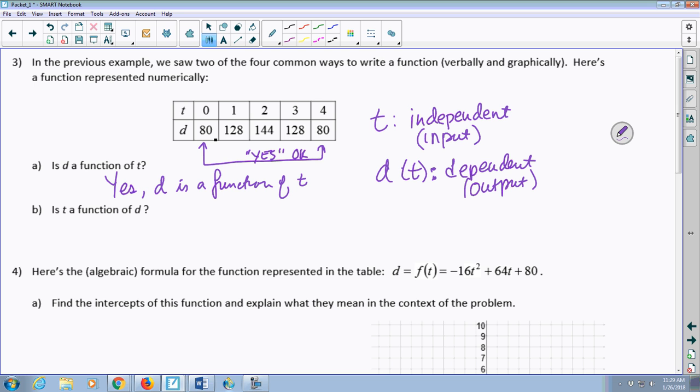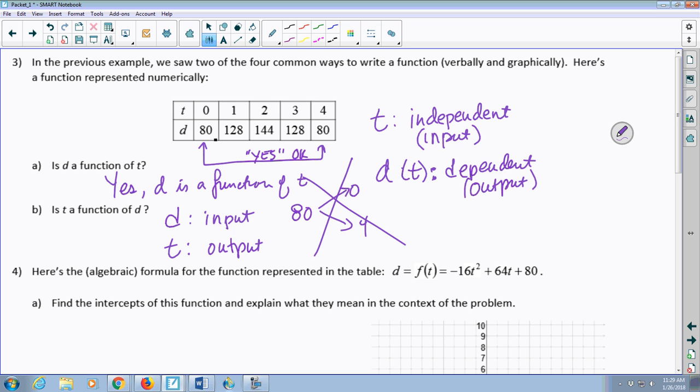Yeah, because now D is your input value, T is your output value, and if you're 80, you kind of have an identity crisis, right? Because one 80 goes to 0 and the other 80 goes to 4, and we can't have that. Okay, it's not allowed. That's called a relation in mathematics. We're interested mainly in working with functions. So this is called a relation.